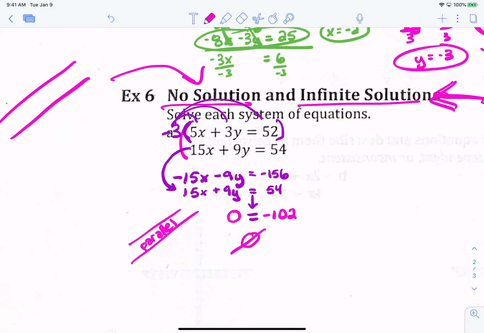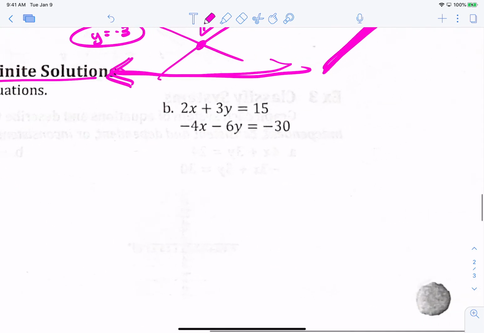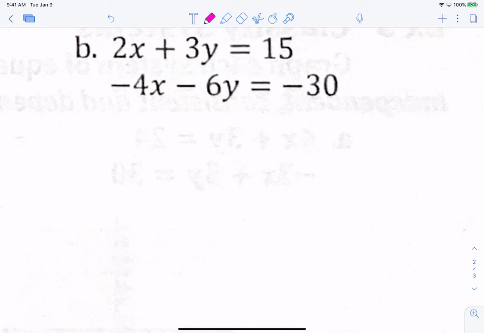When you have infinitely many solutions, like this one, it would be a number equals the same number. Oh my gosh, yeah, you're so brilliant.